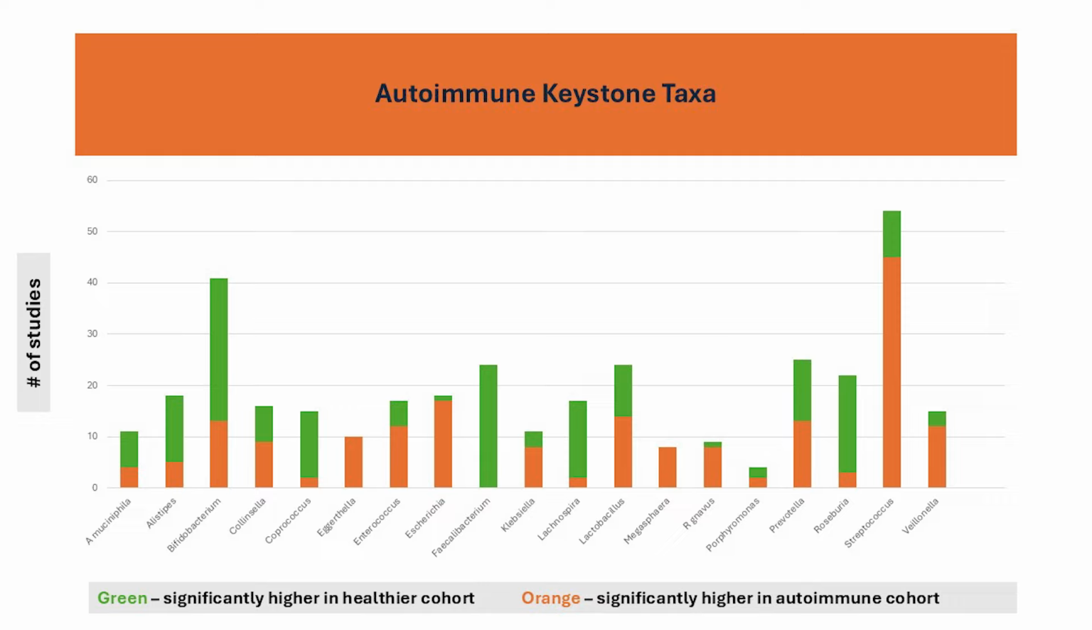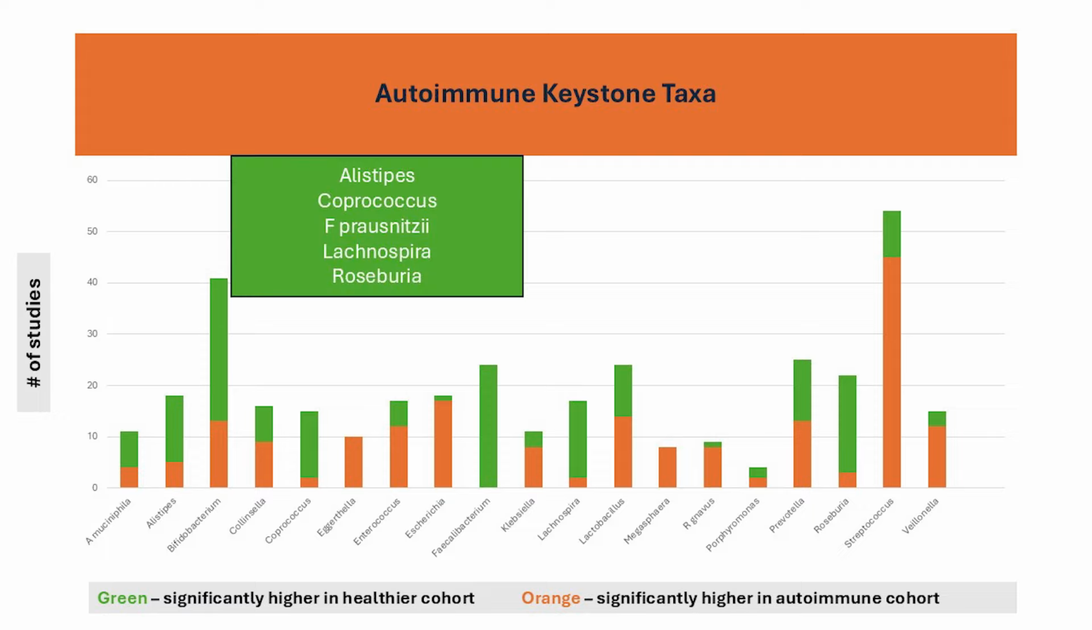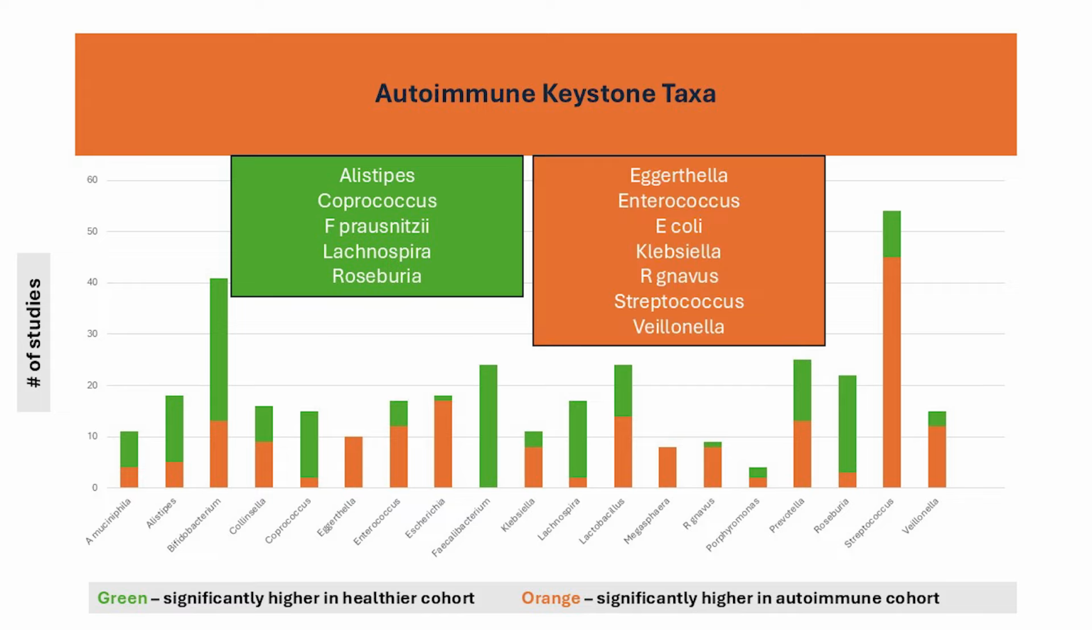We're going to do this for a number of conditions to reinforce the generally same taxa at play. Here we see the classic health promoters, Anaerostipes, Coprococcus, F. prausnitzii, Lachnospira, and Roseburia, significantly reduced, whereas we see classic opportunistic pathogens such as Eggerthella, Enterococcus, E. coli, Klebsiella, R. gnavus, Streptococcus, and Veillonella significantly increased across the board in autoimmune diseases.